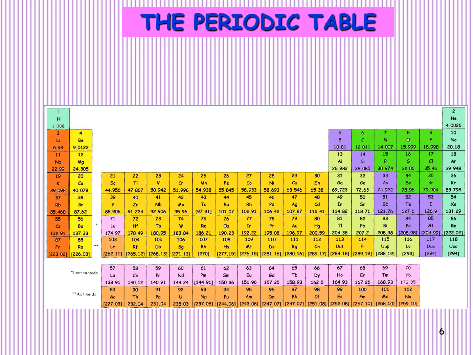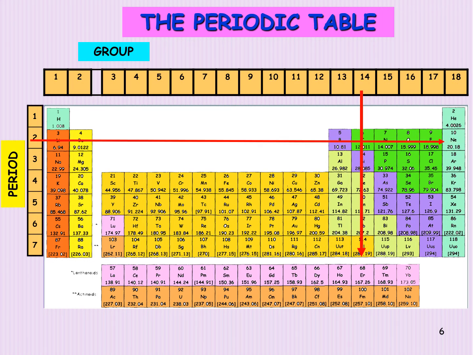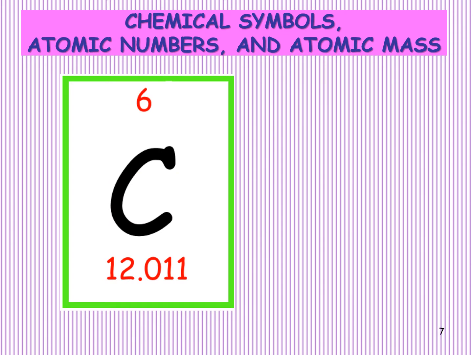You can easily find the position of an element on the periodic table. For example, carbon is found at group 14 and period 2. Each element is represented by a symbol. This is an abbreviation of the full name of the element. For example, carbon is abbreviated with the letter C. We call these abbreviations chemical symbols.